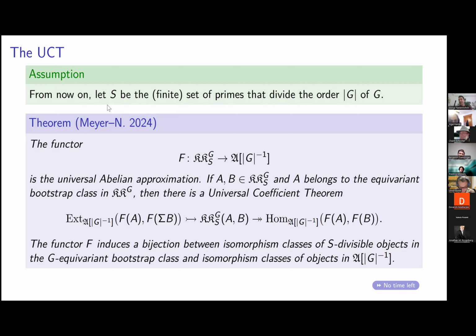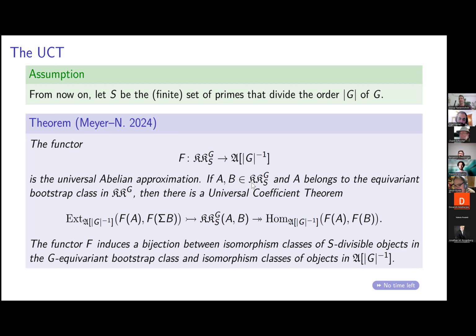So now S is fixed. And now I define these S-divisible algebras, and you already know, I know suspense is not killing you, I spoiled it: the functor that goes from S-divisible objects to this A^G minus 1 is the universal abelian approximation. And now I get the UCT for free because I know there is a projective resolution of length 1 here.